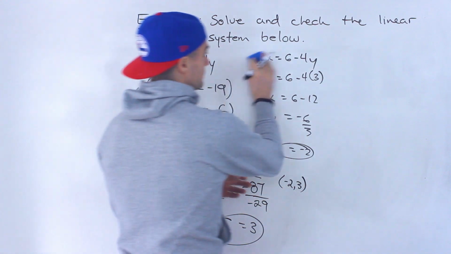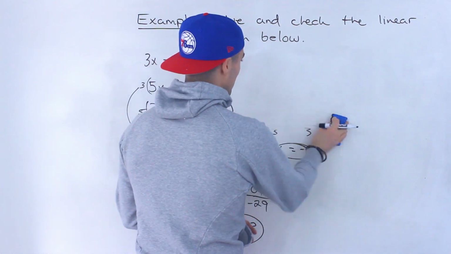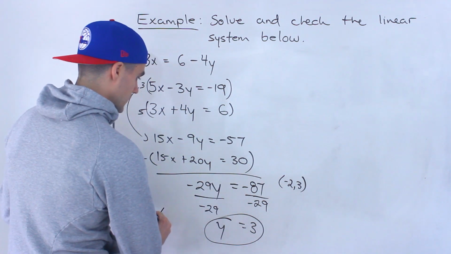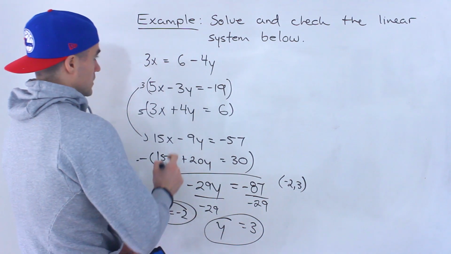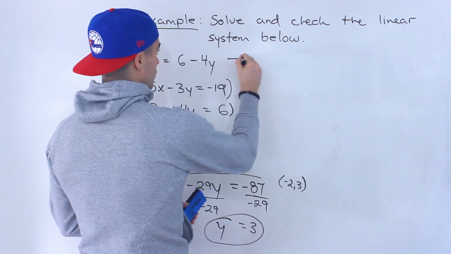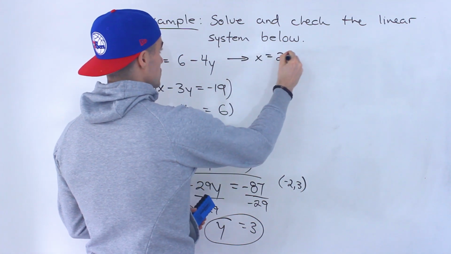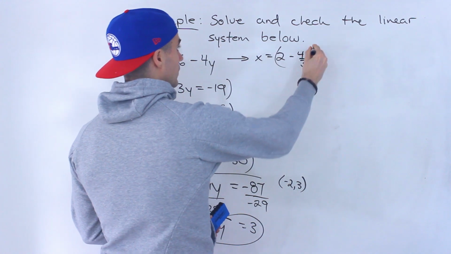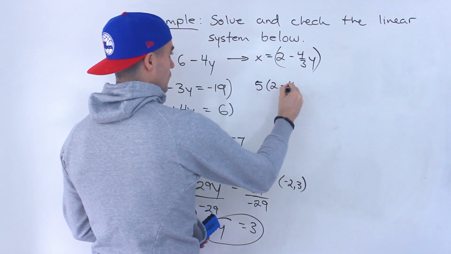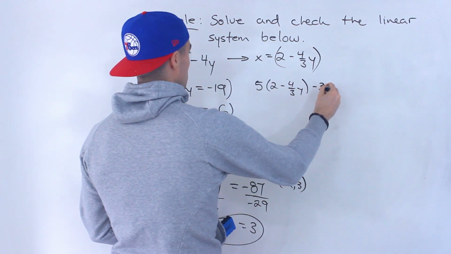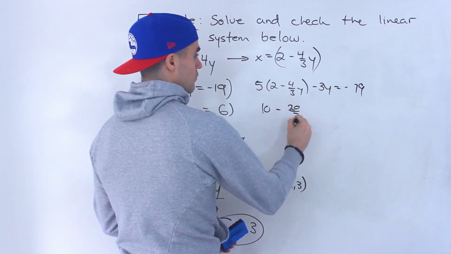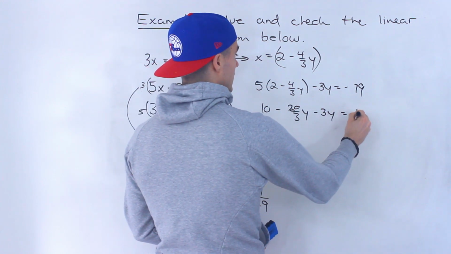And then if we want to check it, actually before we check it, I want to show you as well that you could have done substitution to get these two values. Let me write the x value over here. So another way is you could do substitution. Let's say we isolated for this x, dividing everything by 3. We would have x equals 6 divided by 3, which is 2, minus 4 over 3 y. And then we could plug this in for this x. So we would have 5 times 2 minus 4 over 3 y, minus 3y equals negative 19. That gives 10 minus 20 over 3 y minus 3y equals negative 19.